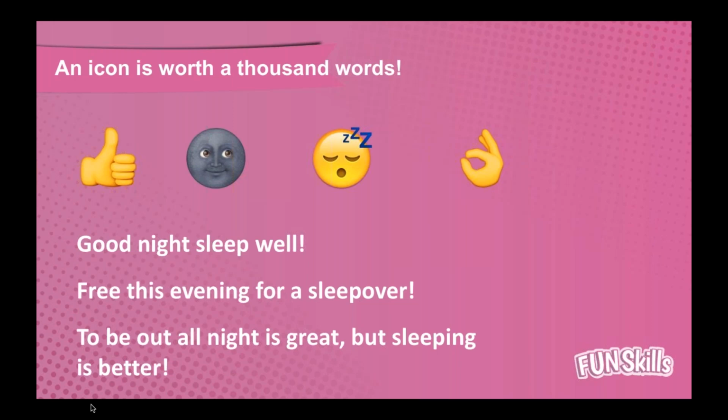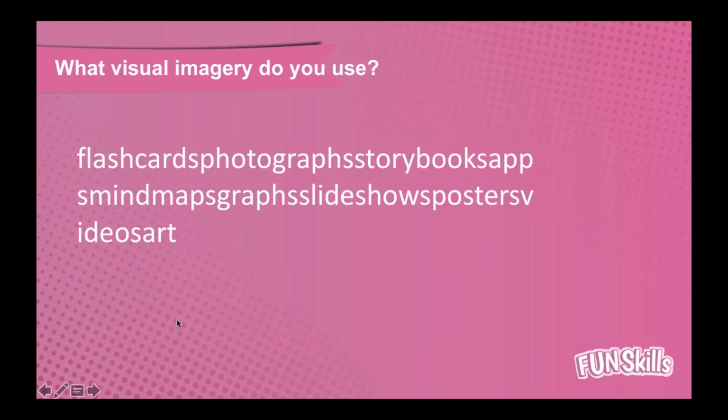Okay, so let's move on to the next. Let's think about our classrooms and what kind of visual imagery we use regularly in our young learner classroom. I've put up on the screen a word snake, which I'd like you to continue. If we can go through together and break up these words: flashcards, photographs, storybooks, apps, mind maps, graphs, slideshows, posters, videos, and art.